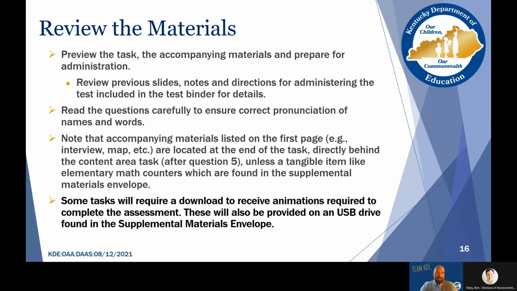It is very helpful to read through the attainment task and all items prior to administration. This will ensure fluency while reading the task, which in turn helps with student comprehension. If unsure about a pronunciation, check with someone prior to the administration. Some tasks have accompanying supplemental materials such as maps, graphs, or stories. These materials will be listed on the first page of the task and will be located at the end of the task. These items may be removed prior to the start of the task and presented to the student when needed. Some tasks may require a download for video clips that accompany the assessment. These will also be provided on a USB found in the supplemental materials envelope.